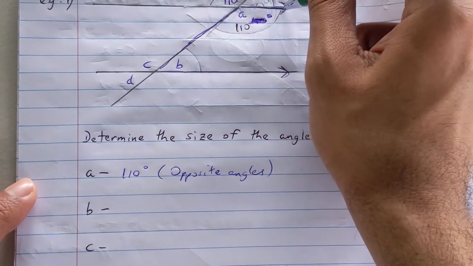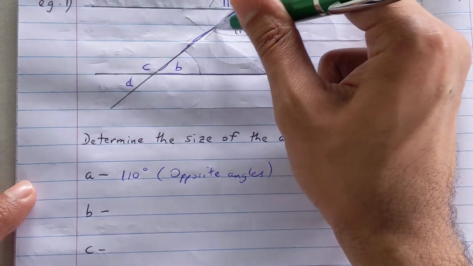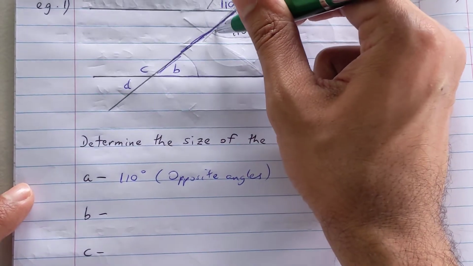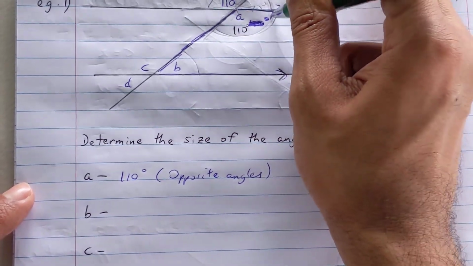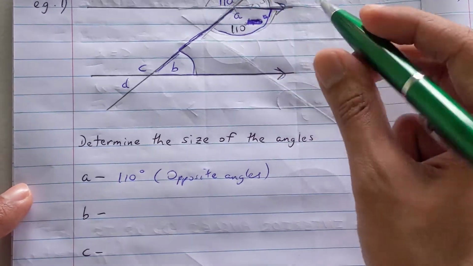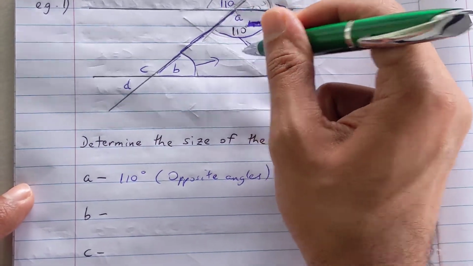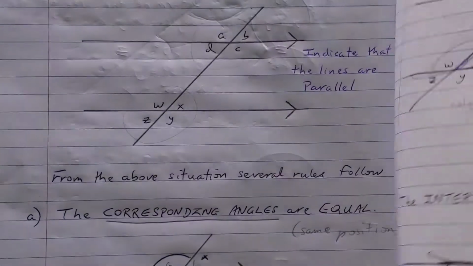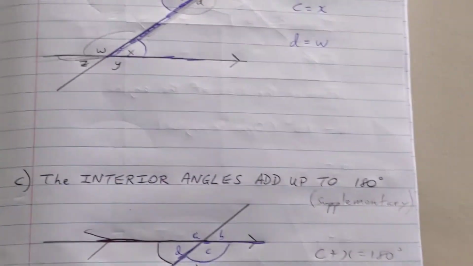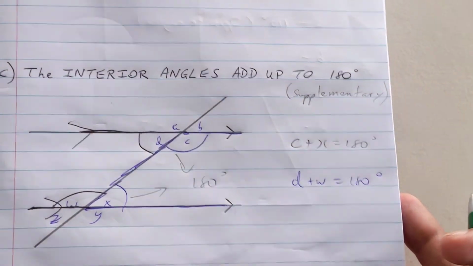So again, both of these are on the inside of the parallel lines, if you notice, and they're blocked off by this line. So since they're on the inside of the parallel lines and both of them on the same side, these are interior angles. And what you know about interior angles, from this rule here, and you need to know these rules yourself, is that interior angles add up to 180.